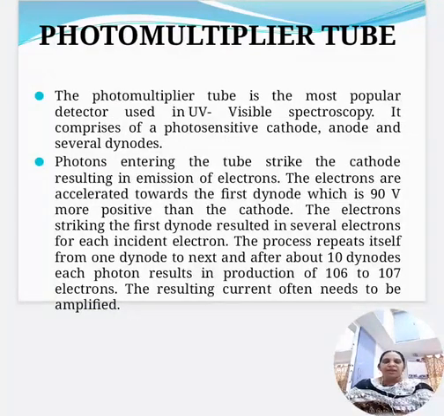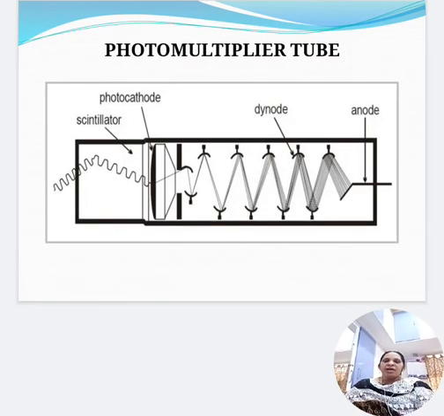This is the figure which shows a photomultiplier tube. What is this photomultiplier tube? The photomultiplier tube is the most popular detector used in UV and visible spectroscopy. It comprises a photosensitive cathode, an anode and several dynodes. As shown in the figure, we have the anode, the photocathode and a series of dynodes.